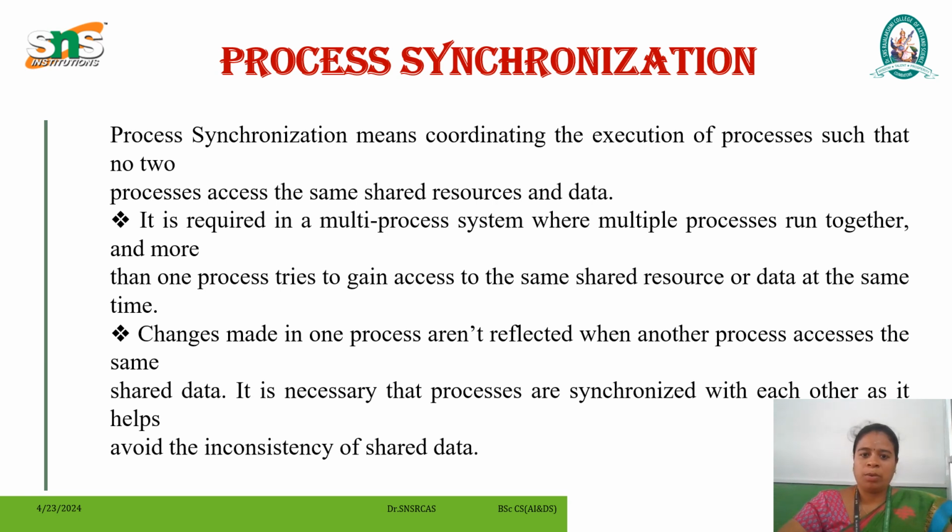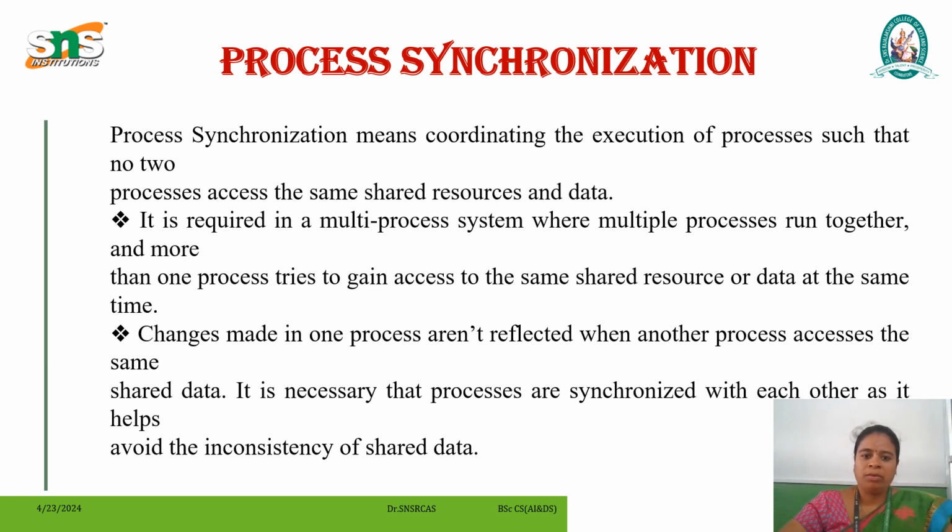Changes made in one process are not reflected when another process accesses the same shared data. It is necessary that the processes are synchronized with each other, as it helps avoid the inconsistency of shared data. For example, a process P1 tries to change the data in a particular memory location. At the same time, another process P2 tries to read the data from the same memory location. Thus, there is a high probability that the data being read by the second process is incorrect.